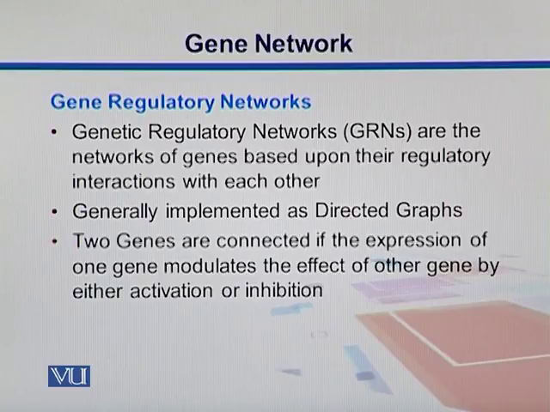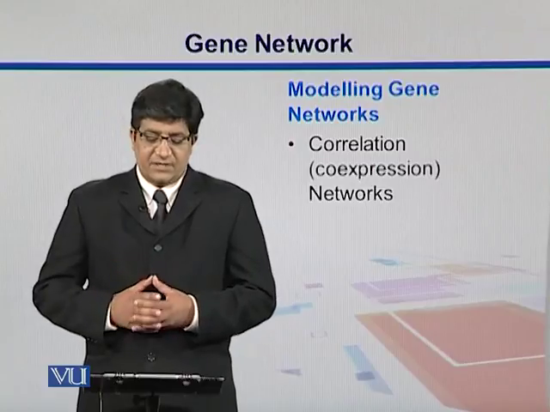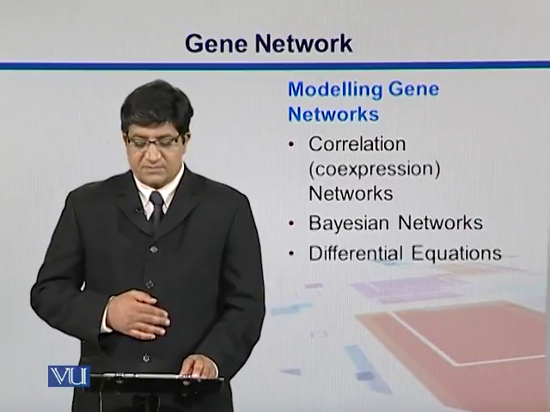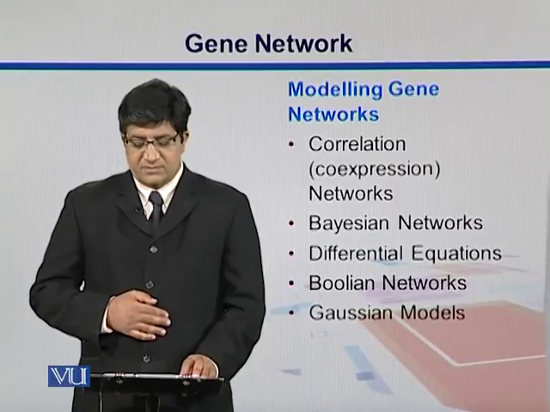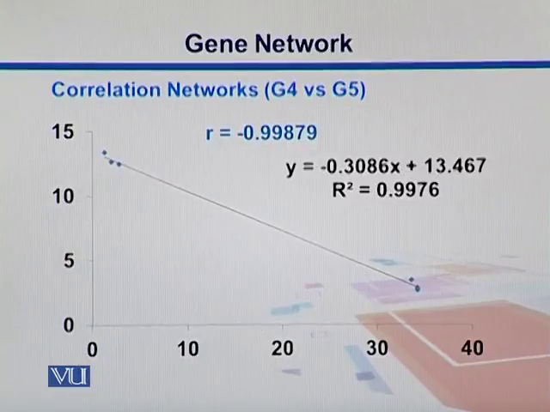Two genes are connected if the expression of one gene modulates the effect of another gene by either activation or inhibition. So genes affect each other, they activate each other or inhibit other genes. In that case, we can draw their gene networks. How can we model the gene networks? We can have correlation or co-expression networks, Bayesian networks, differential equations, Boolean networks, and Gaussian models. In this course, we will only take these correlation networks.